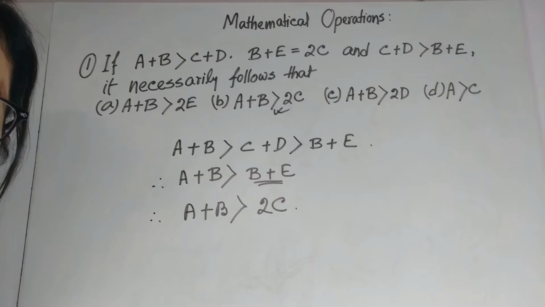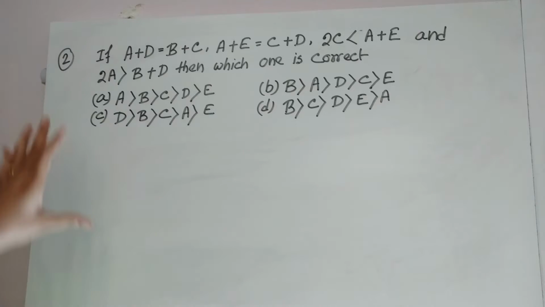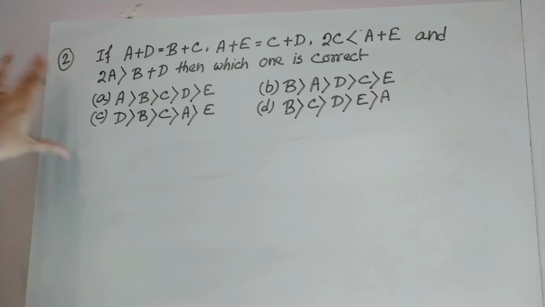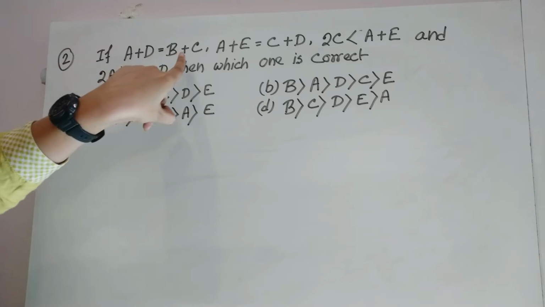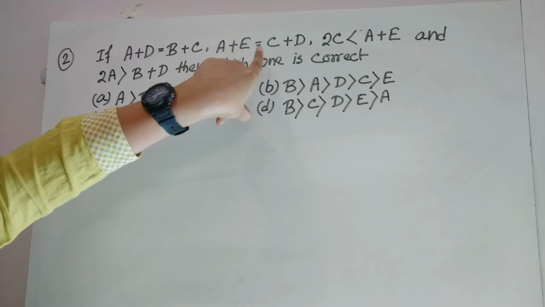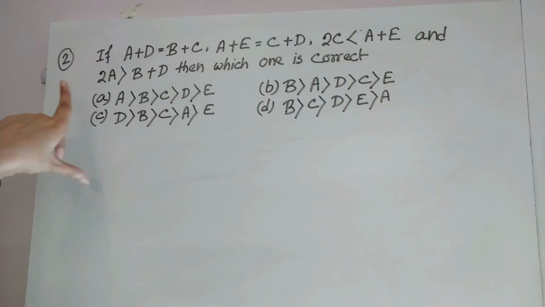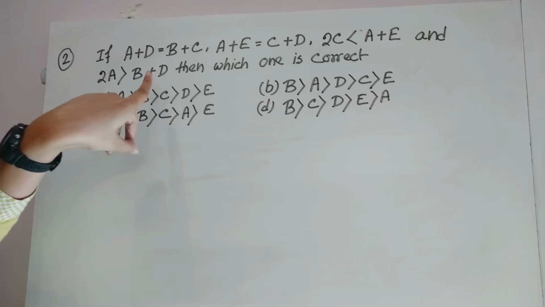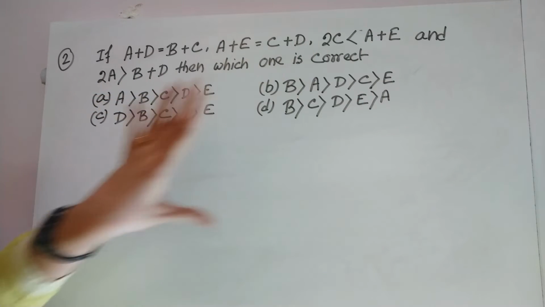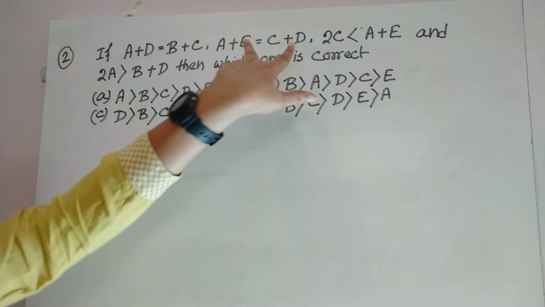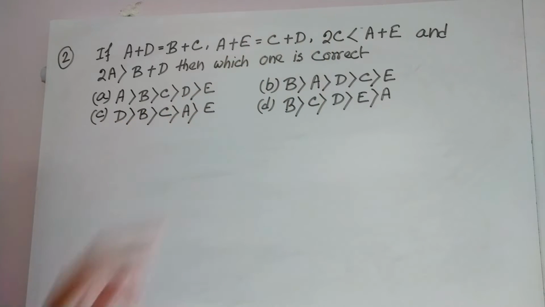Okay. Next. It is a bit more complicated compared to the other three problems today. See, if a plus d is equal to b plus c, a plus e is equal to c plus d, 2c is less than a plus e and 2a is greater than b plus d, then which one is correct? Four options are given. Now, from these two equations, what are we getting?